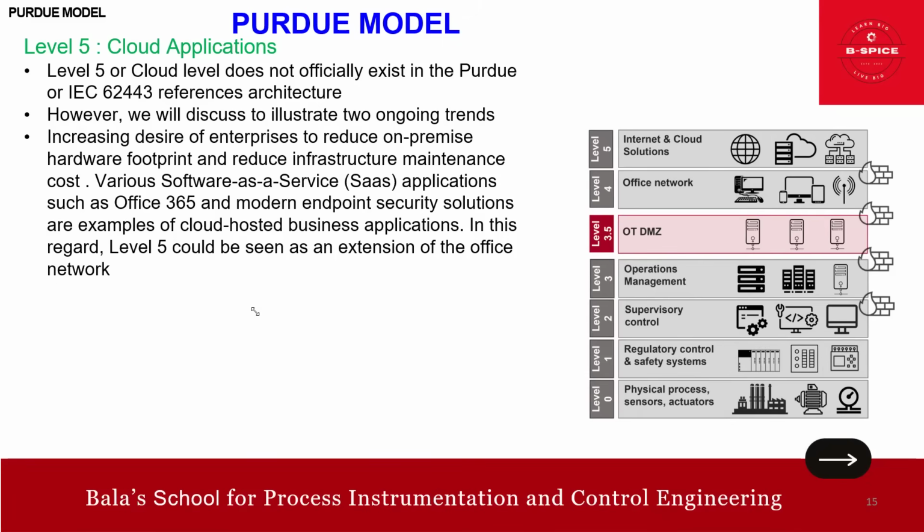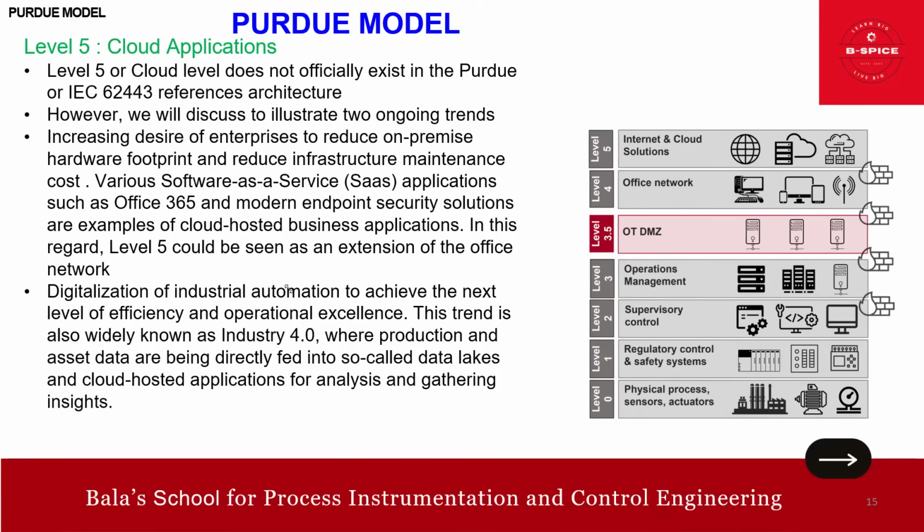Another point is digitalization of industrial automation to achieve the next level of efficiency and operational excellence. We have been talking about digitalization, IIoT, all these, right? This trend is also known as Industry 4.0, where the production and asset data are being directly fed into so-called data lakes and cloud-hosted applications for analysis and gathering insights, friends. So this is about the level 5 cloud application. Now we are done with all the 5 levels, friends.